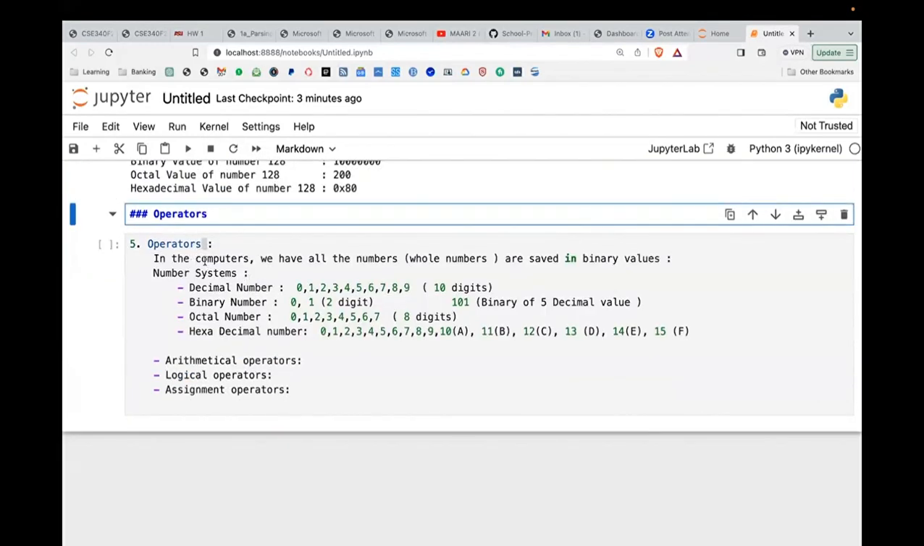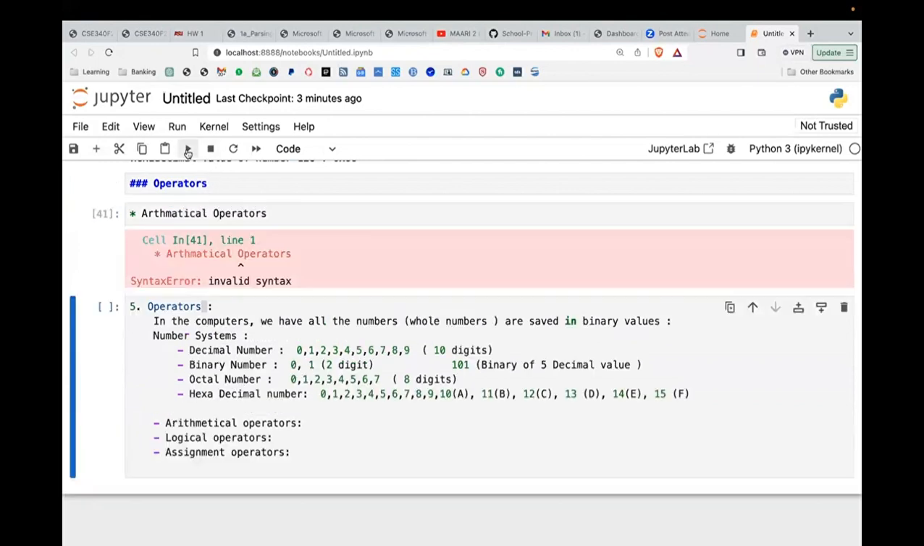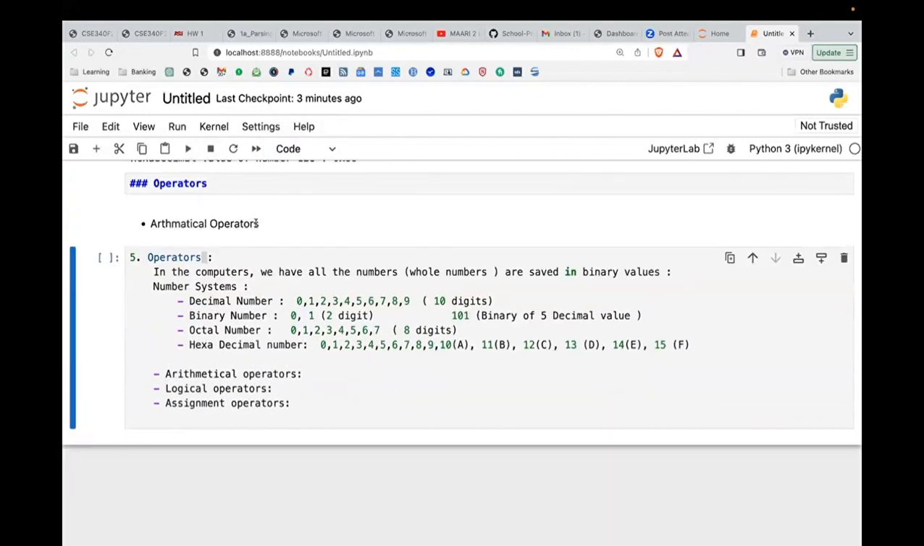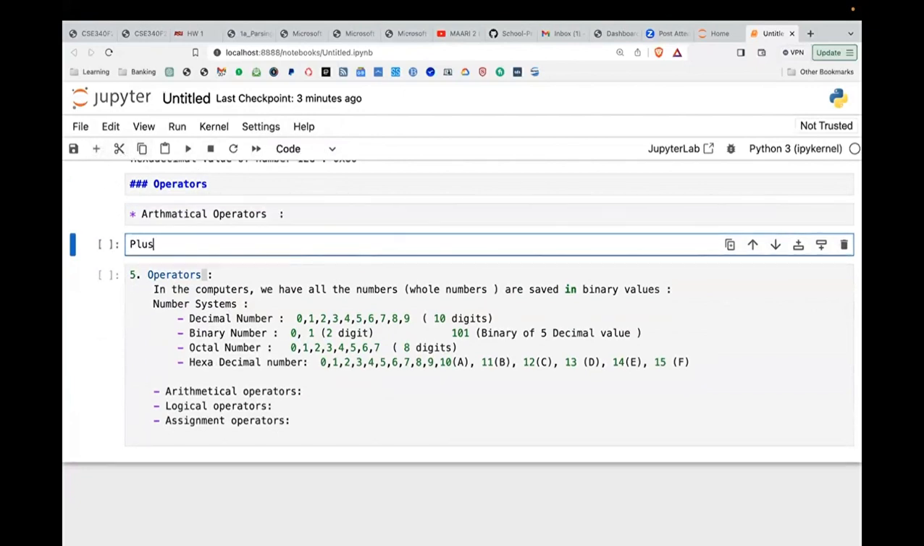So what exactly happened in this? The very first one we were covering is called arithmetical operators. So what are the arithmetical operators? There are multiple arithmetical operators. What are the mathematical operators? Right now, I am just going to do one by one, first the plus symbol. How do you do the plus symbol?